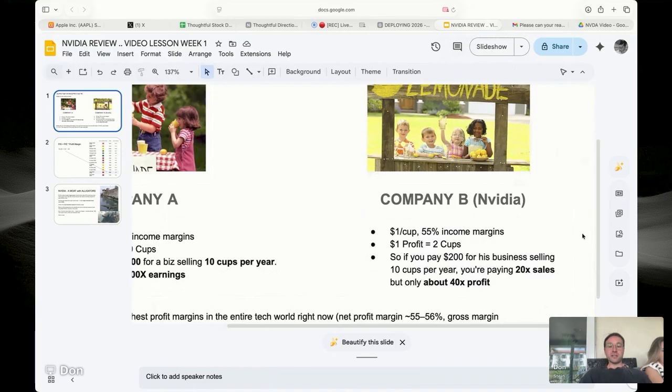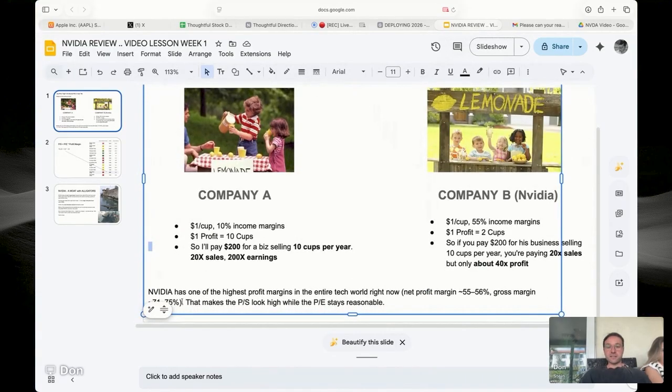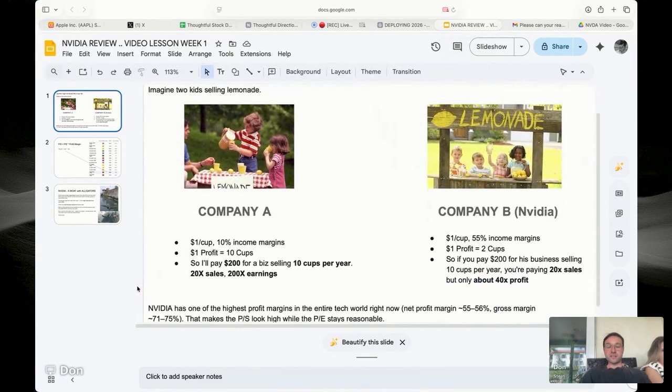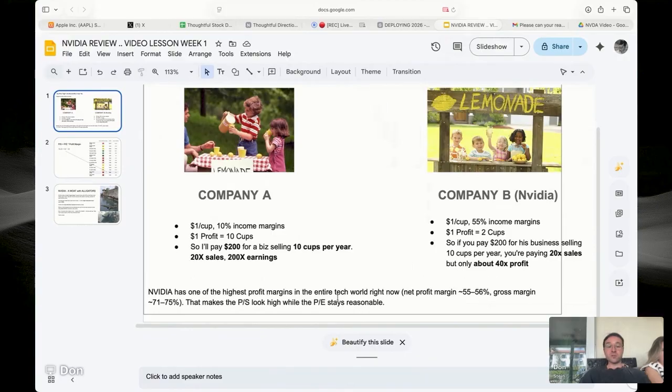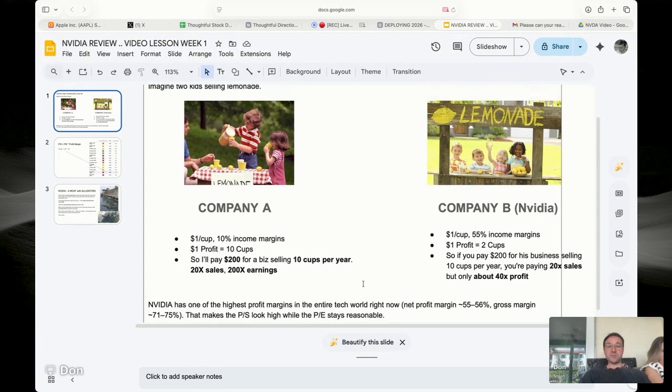Still high, but considering Nvidia has one of the highest profit margins in the full tech industry and really in the world right now with this 56% net income margin and gross margins near 70 to 75%, that makes this price of sales look high and yet the price earnings somewhat reasonable.